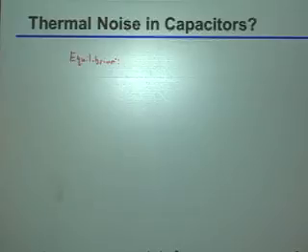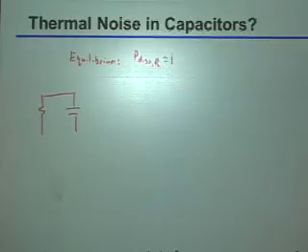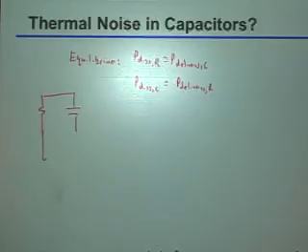So in particular, let's do a very simple thought experiment. Let's say we take a resistor and put it in parallel with a capacitor. In this case, if we're in thermal equilibrium, it had better be the case that the power we dissipate in the resistor is equal to the power delivered by the capacitor, and vice versa. The power dissipated by the capacitor had better be equal to the power delivered by the resistor.